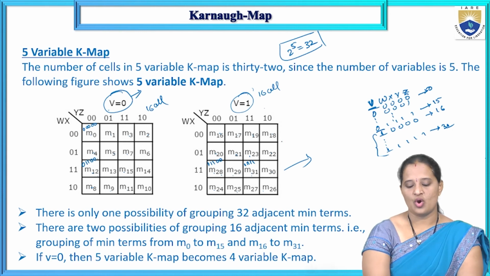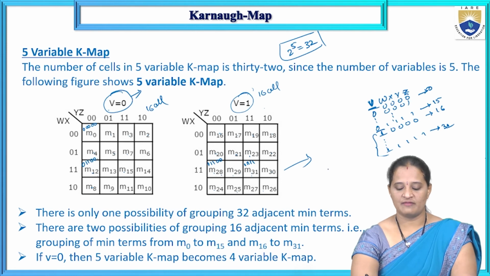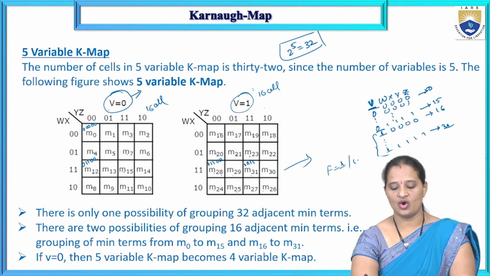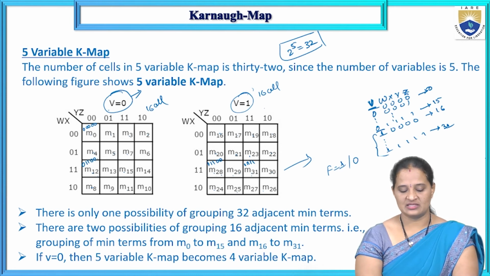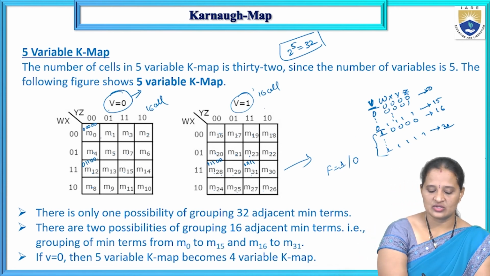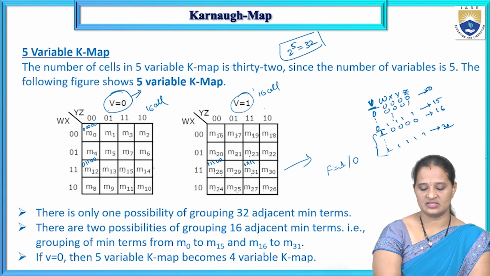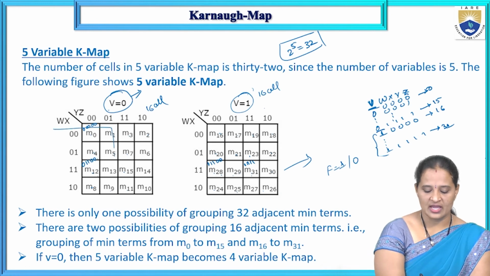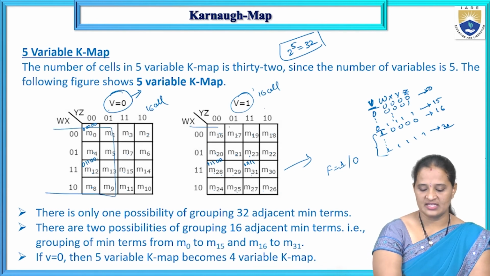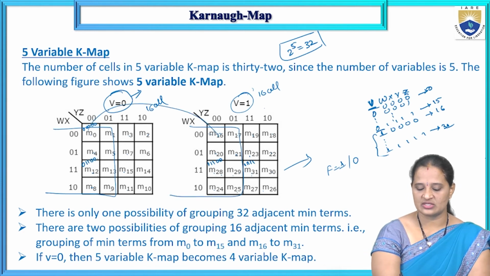I can group all the 32 cells together so that the function is either equal to 1 or equal to 0. The next possible group is 16 cells. I can form a group of all these 16 cells, or a group of all these 16 cells. Or else I can form a group of these 8 cells and these 8 cells, because these 2 cells are said to be adjacent.